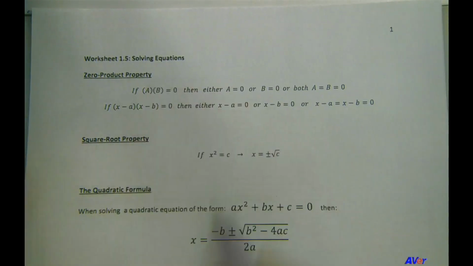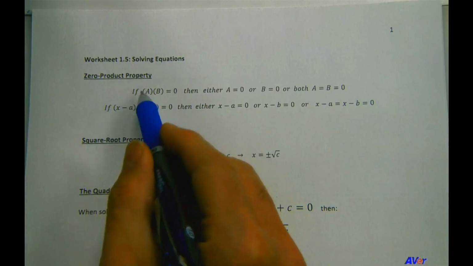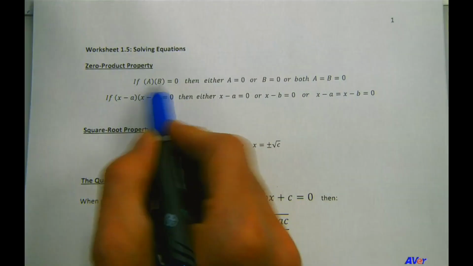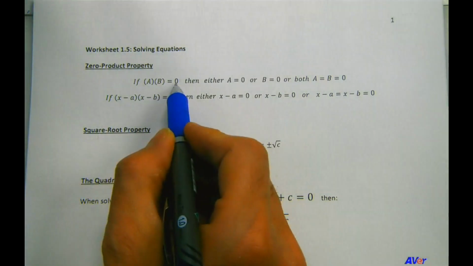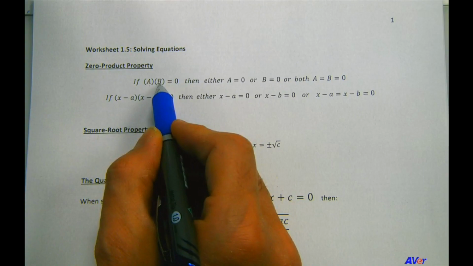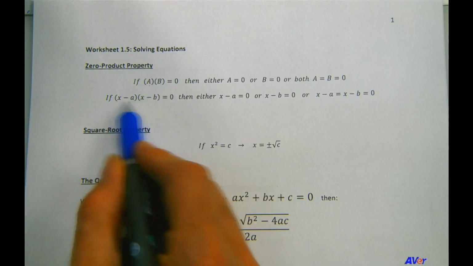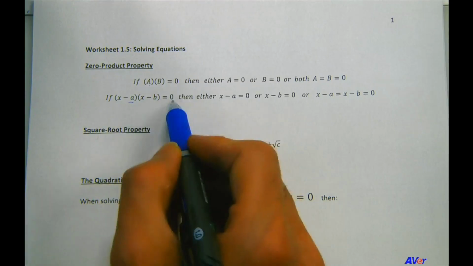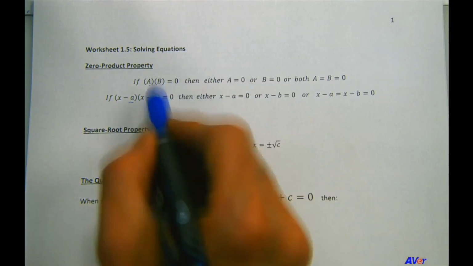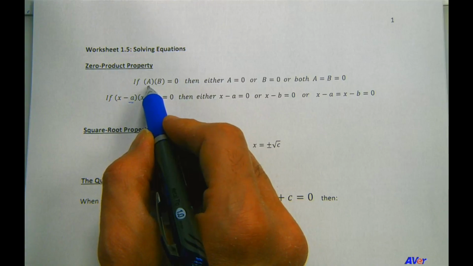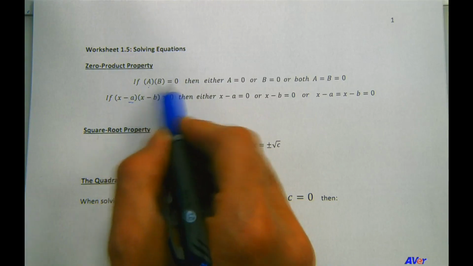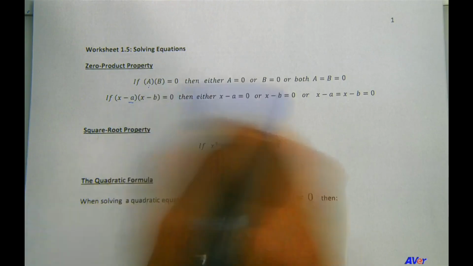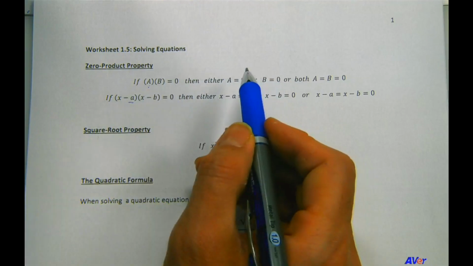So this is what we talked about when I mentioned the zero product property. When you have the product of two terms equaling zero, whether it's one term multiplied by another term, or two terms multiplied by another two terms, then either A is equal to zero, which is causing that whole product to be zero, or B is equal to zero, or both A and B are equal to zero.